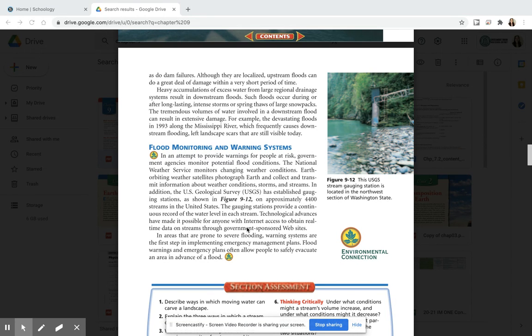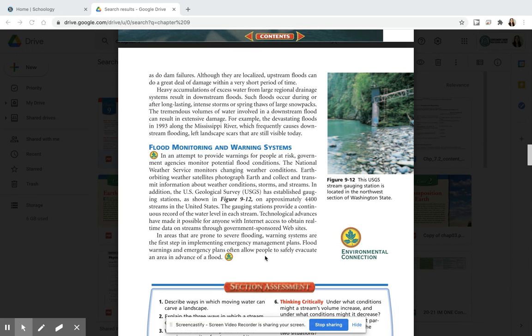Flood monitoring and warning systems. In an attempt to provide warnings for people at risk, government agencies monitor potential flood conditions. The National Weather Service monitors changing weather conditions. Earth-orbiting weather satellites photograph Earth and collect and transmit information about weather conditions, storms, and streams. In addition, the U.S. Geological Survey has established gauging stations, as shown in Figure 9.12, on approximately 4,400 streams in the United States. These gauging stations provide a continuous record of water level in each stream.